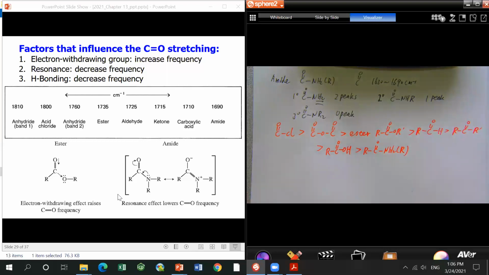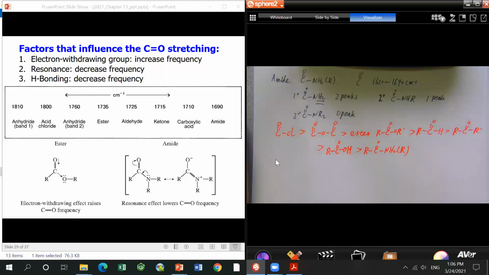I can promise you that in quiz 5 or maybe in exam 3, there will be a ranking question. I will ask you to rank the compound groups by IR stretching frequency. So you'll need to remember this ranking.